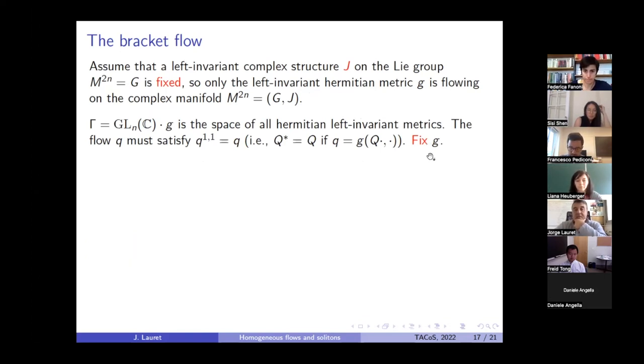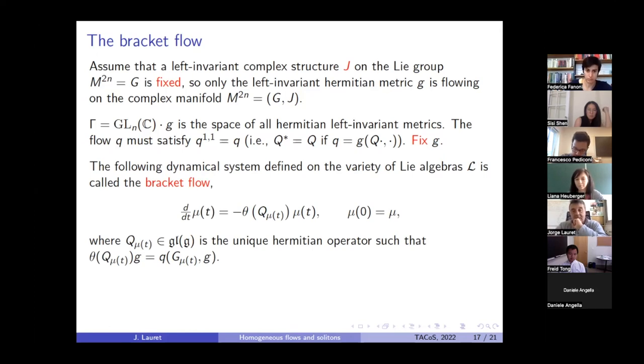But then fixed G, as we did in this moving bracket approach, fixed G, and let's move the bracket instead of the Hermitian matrix. So what you get is a dynamical system on this variety of Lie algebras, which is defined like this. It's called the bracket flow, and it's a flow on the space of Lie brackets. This Q here is the unique Hermitian operator such that, recall that Q is in the tangent space to the space of Hermitian matrices at G. So there is a unique Hermitian operator Q such that Q is equal to Q acting on G. So that's the Q you put there.